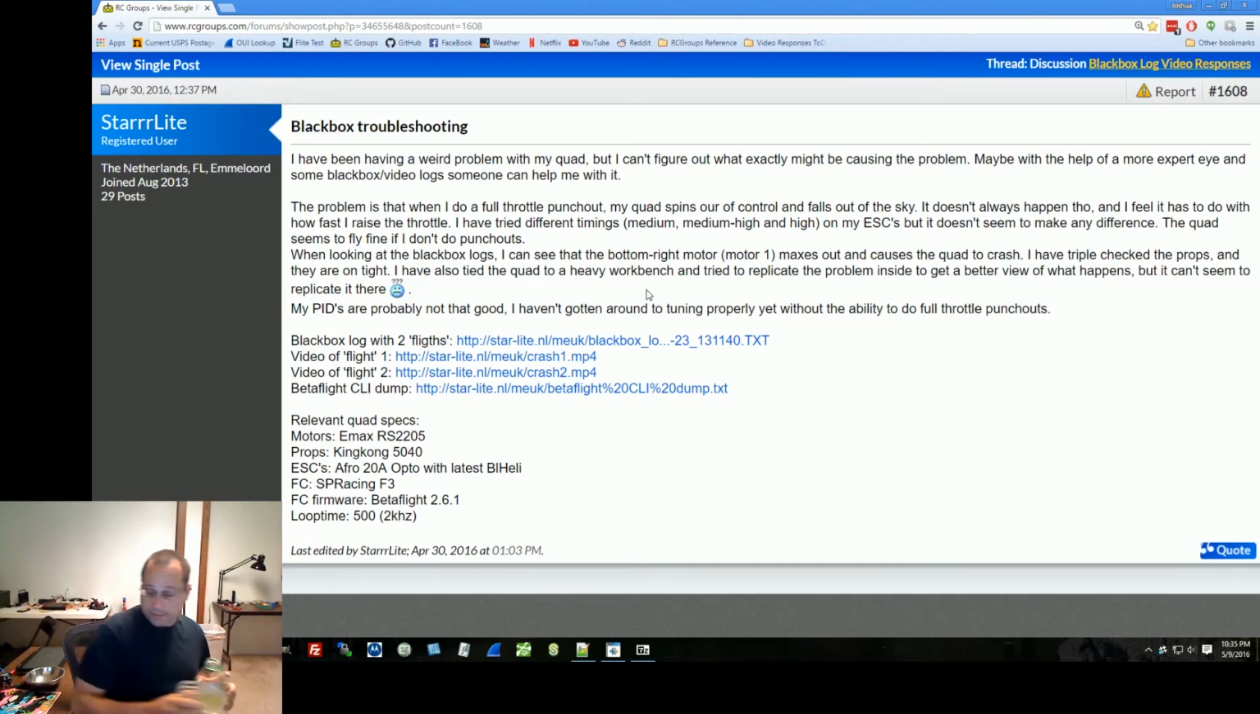BLHeli_S has hardware requirements, and there are no ESCs that you can buy right now that will run BLHeli_S. They haven't hit the market yet. So BLHeli_S is off the table. Would you suggest multi-shot or BLHeli?